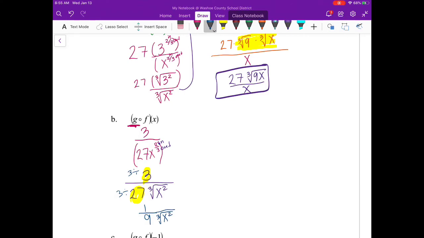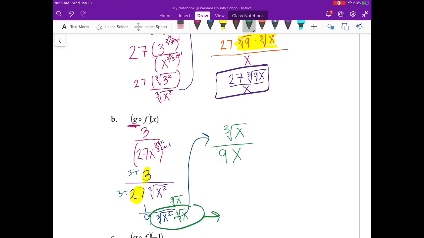So same process, I don't want a radical in the denominator, so I'm going to multiply both the numerator and the denominator by the cube root of x. And that's going to give me cube root of x in the numerator, and the denominator is going to give me a 9 still, and then just x. Because again, what's happening here, this means that I have x to the 2/3 times x to the 1/3, which is x to the 3 over 3, which is just x. So that's how I get just x there. And I can't really simplify this anymore, so this is my final answer.